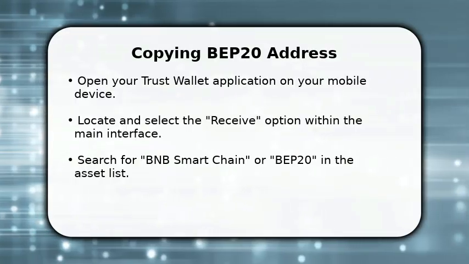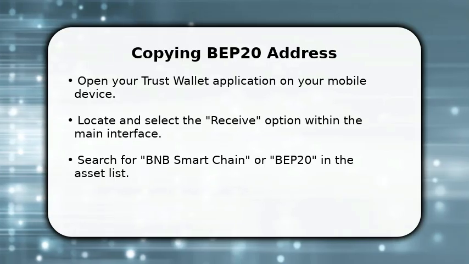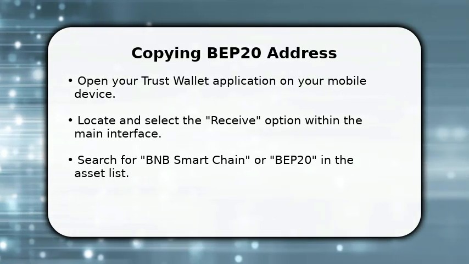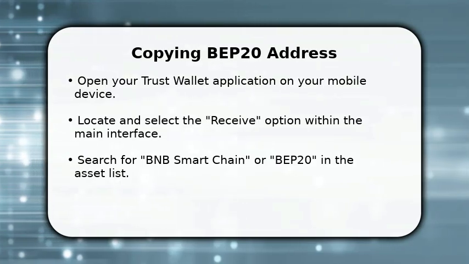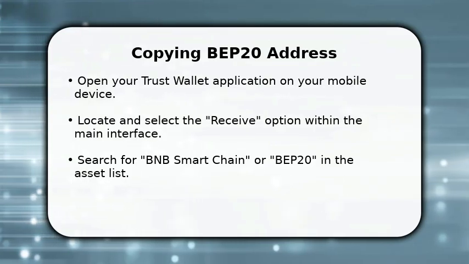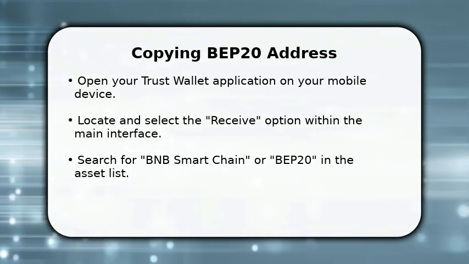In this video, I will show you how to copy your Trust Wallet BEP20 address. First, open your Trust Wallet application on your mobile device. Once inside, you'll want to find the Receive button, which is usually prominent on the main screen. Tapping this will take you to a list of cryptocurrencies.